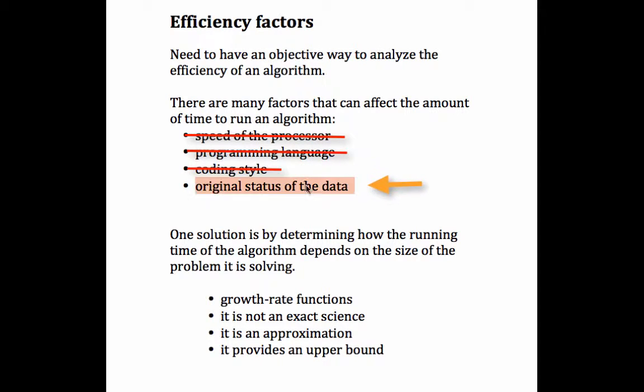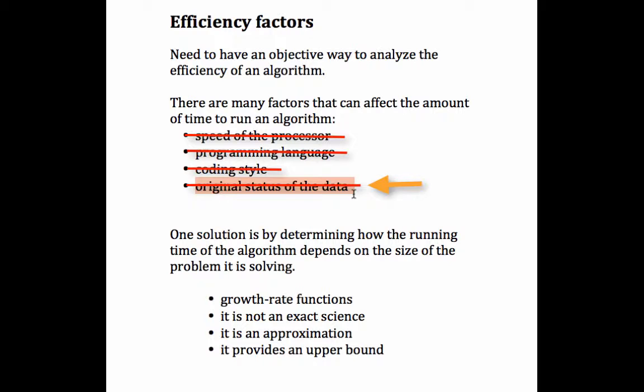And finally, the analysis has to be independent of the status of the data that we are feeding into the problem. Okay, so we cannot consider most of the time what the status is. Is it in a random order? Is it in increasing order? Is it in the opposite order? So when we do the analysis, we are not going to study or consider the original status of the data.